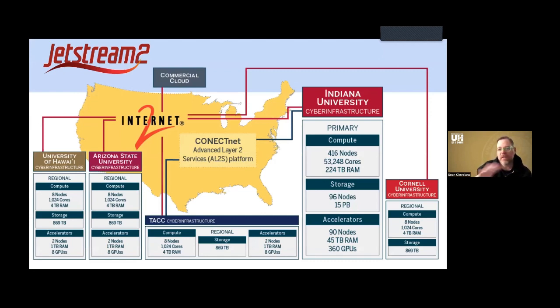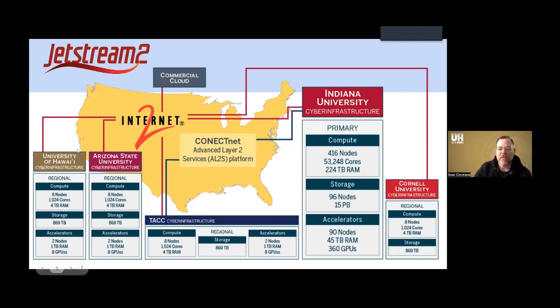So here is kind of a summary of the infrastructure here. Indiana University is the major site, the player that has the largest chunk of infrastructure here. They have 416 of these virtual machine nodes hosted there. They have 90 nodes that have 4 A100 GPUs on them each. They have 15 petabytes of data. So this is a computational resource that is available to anyone across the nation, especially if you have NSF awards.